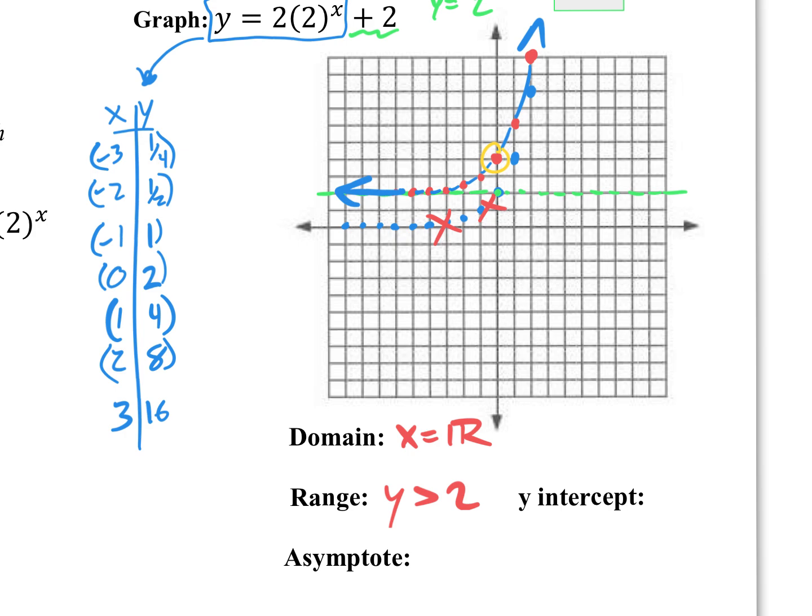Well, you could clearly see that the Y-intercept is 0, 1, 2, 3, 4. So the Y-intercept is 0, comma 4, okay? And what is the asymptote itself? It's always Y equals K. In this case, Y equals 2, because you could see up here that the K value is 2.